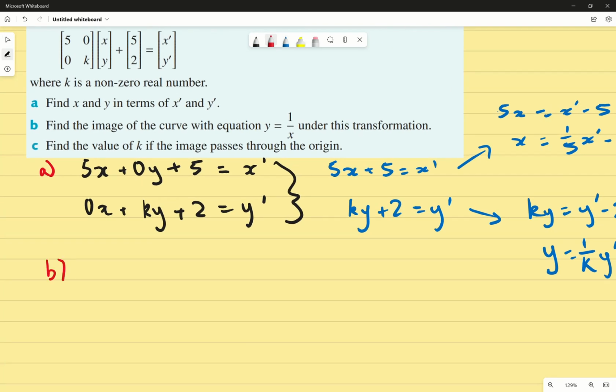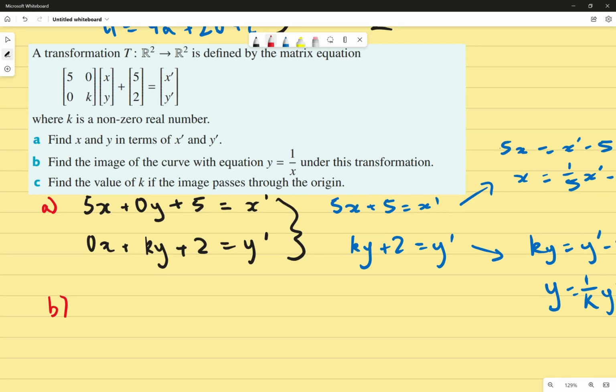It says find the image of the curve with the equation y equals 1 over x under this transformation. If we're trying to find the image, do I want y dash in it or do I want x in it? This is kind of drawing from a couple of weeks ago. Good, x dash, y dash, because that represents the image. If I've asked you for the transformations involved, then you want to use the x values or the y values. But let's use y dash.